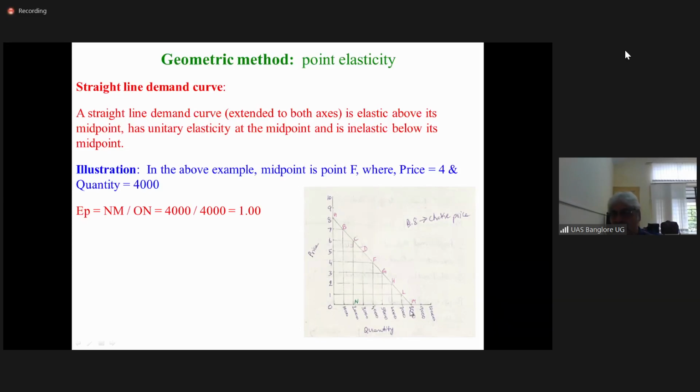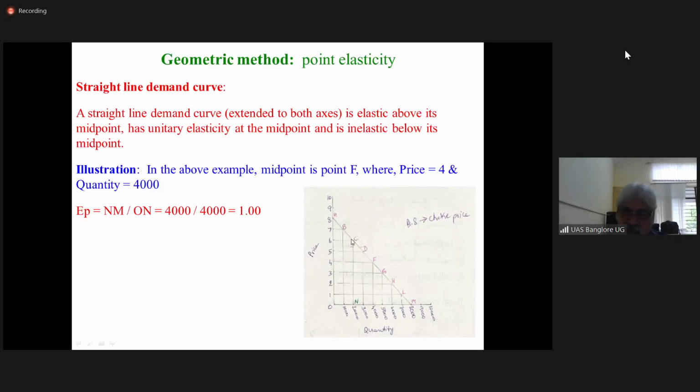NM, it is 4,000 to 8,000. The difference is 4,000, divided by ON. N is here, so from 0 to this point, 4,000. So 4,000 divided by 4,000 is equal to 1. So at the midpoint, your EP will be equal to 1. It is unitary elasticity, equal to 1.